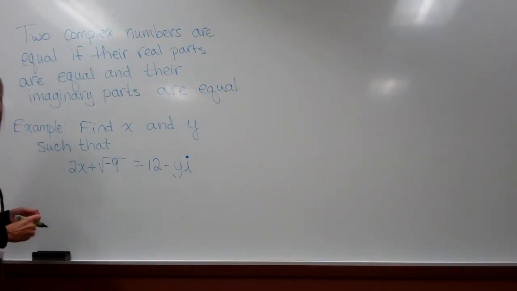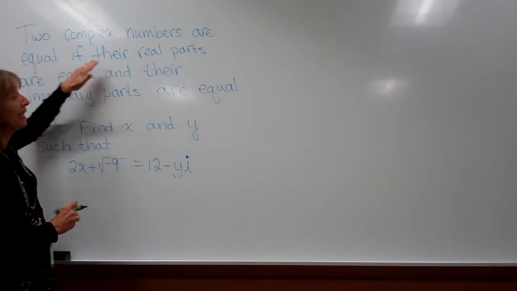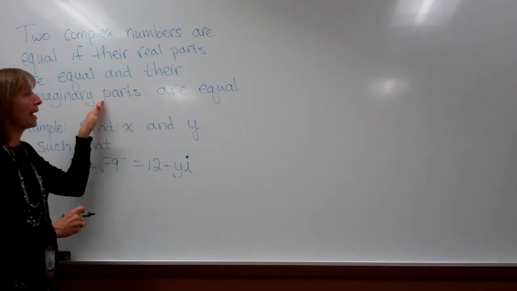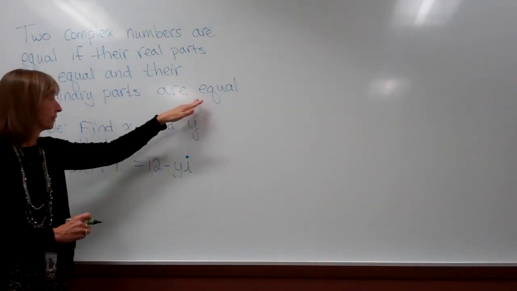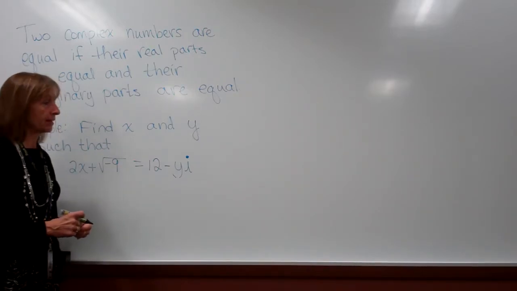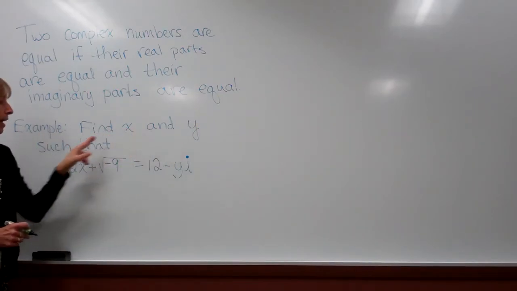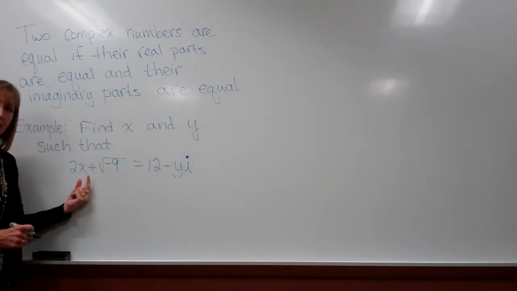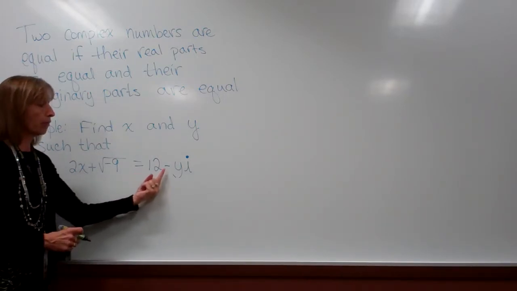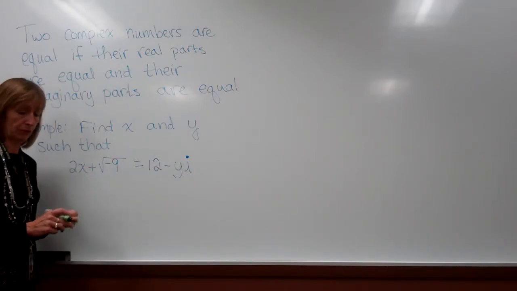Now let's look at the equality of complex numbers. Two complex numbers are equal if their real parts are equal and their imaginary parts are equal. Now, an application of a question that might be used to see if you get this concept is an example such as this one. Find x and y such that 2x plus the square root of negative 9 is equal to 12 minus yi. I want these two complex numbers to be equal to each other.